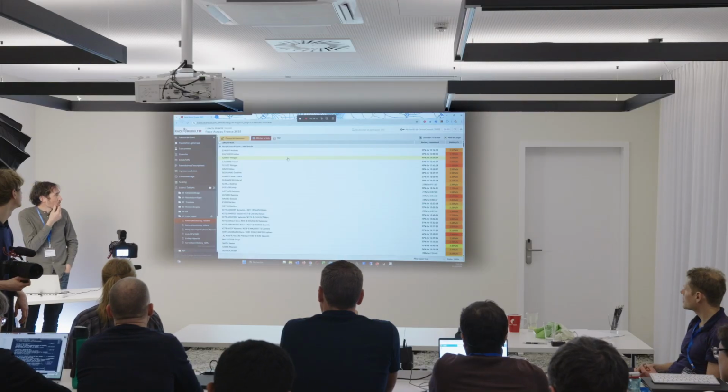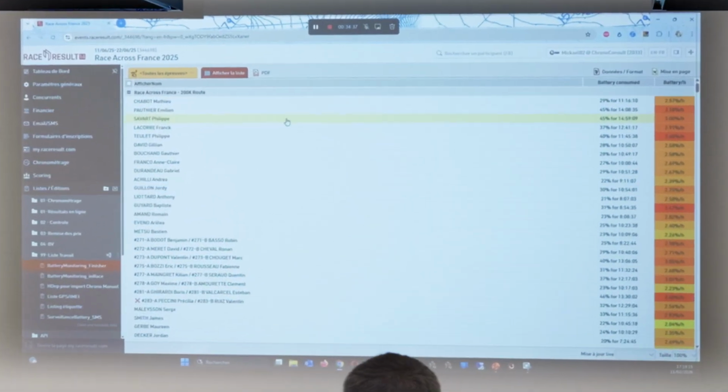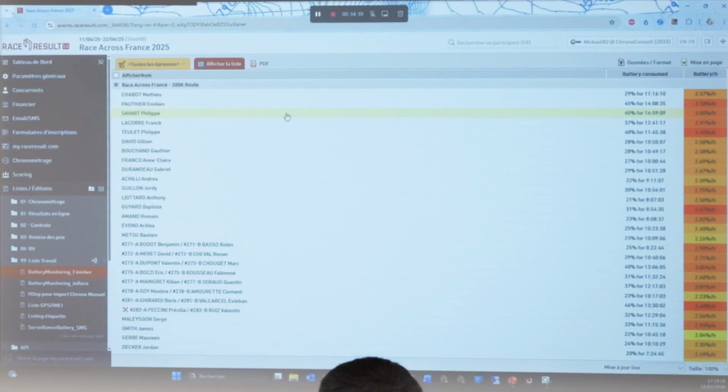Yes, I put together a display of the battery consumption during one race across France, for example the 200K. And the consumption could be from single to double, I think. So we will see this year if we try to find the best location, whether we can reduce the range of battery use.